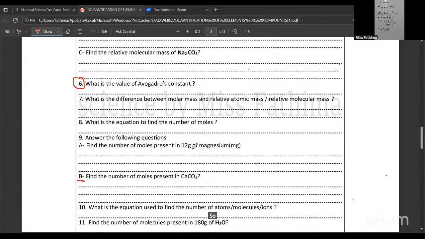So magnesium is equal to 24. The relative atomic mass of magnesium is 24. Calcium is equal to 40. Magnesium is equal to 24. Carbon is equal to 12. Oxygen is equal to 16. These are the values that you need to do the question.